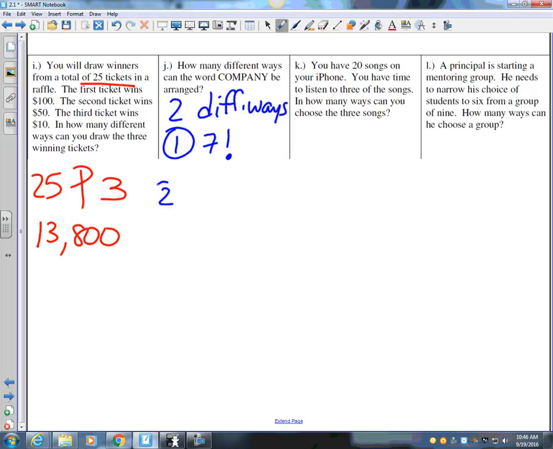Okay? The other way you could do it is if you're arranging these letters, does order matter? Yes, so that's a P. How many total letters are there? 7. How many are you arranging? 7. These both give you the same answer, so either way you want to do it. What you got?